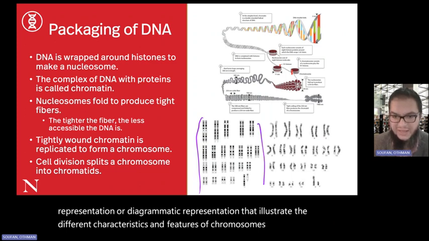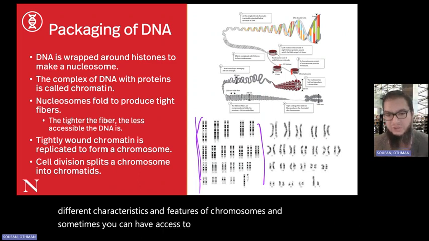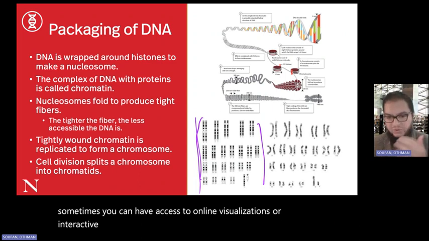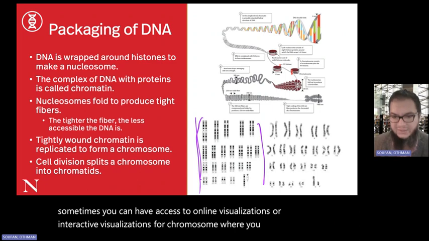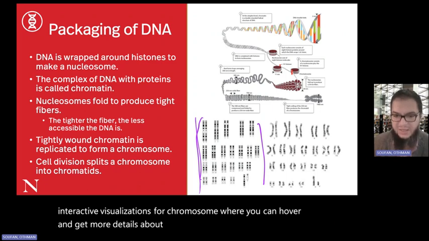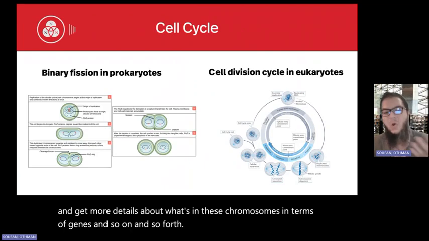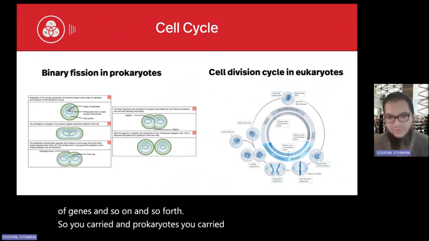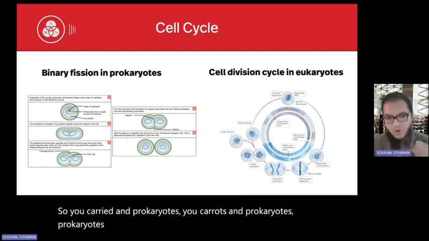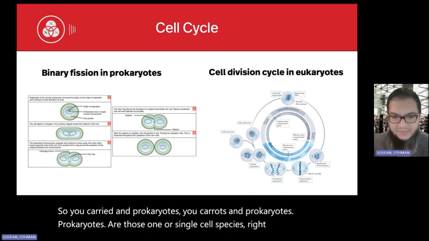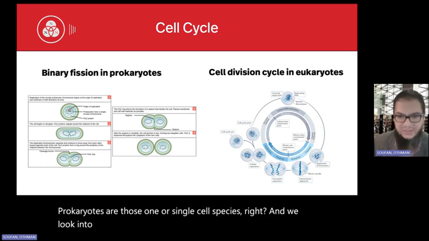And sometimes you can have access to online or interactive visualizations for a chromosome, where you can hover and get more details about what's in these chromosomes in terms of genes and so on. So, eukaryotes and prokaryotes. Prokaryotes are those single-cell species, right? And we look into this.